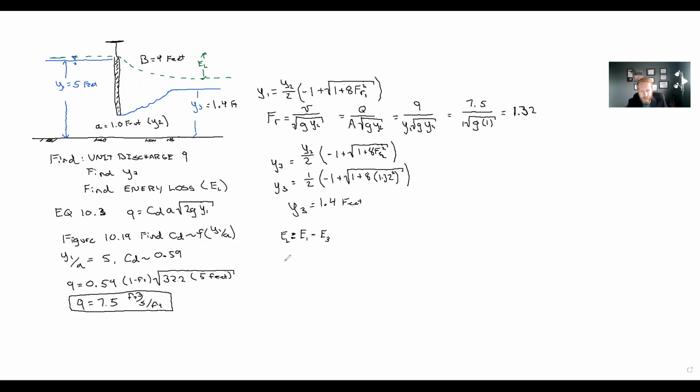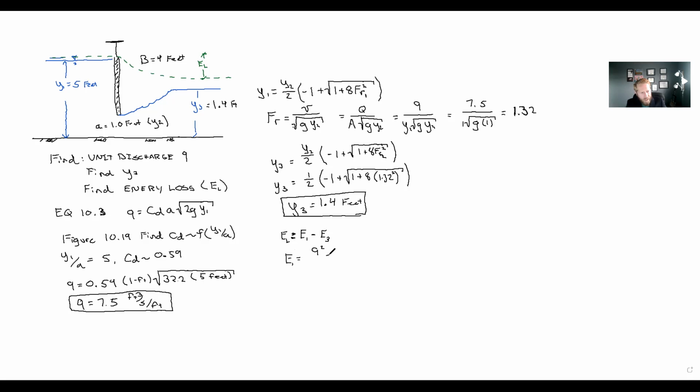So most of the losses on this problem are probably going to be through the gate because our jump isn't very large. Our jump had a Froude number of 1.3, so it was not a very strong jump. It only has a subsequent depth of 1.4 from 1. But let's find what the total loss is.